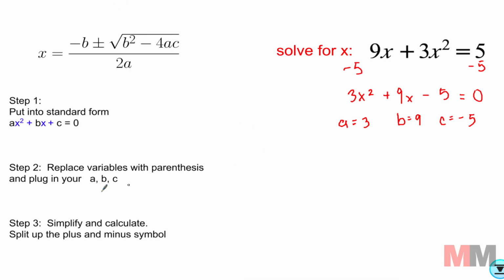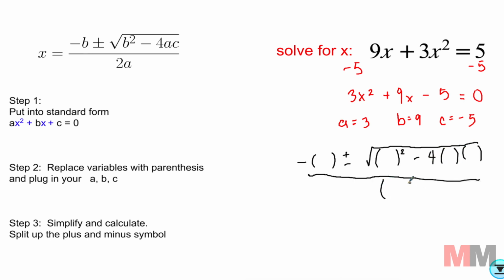Second step, replace the variables with parentheses in the main equation and then plug in your a, b, and c. This will be a foolproof method. You just gotta trust me. And all you have to do is anytime that you see a variable in the main equation, leave them with an open set of parentheses. Don't worry about plugging in the numbers. Just set it up first. Prep work, kind of like a chef. You want to prep up all the ingredients before you actually start cooking.